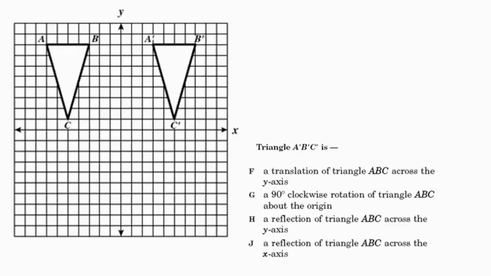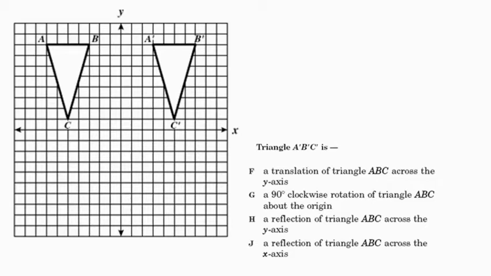Here are some examples. That is, we have pre-image ABC and image A prime, B prime, C prime, and we want to know how I get from one to the other. Is it F, a translation across the y-axis, G, a 90 degrees clockwise rotation about the origin, H, a reflection across the y-axis, or J, a reflection across the x-axis?